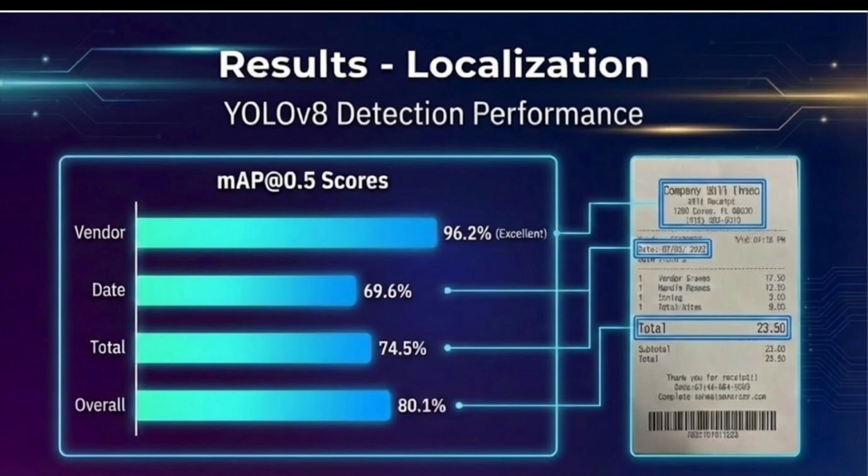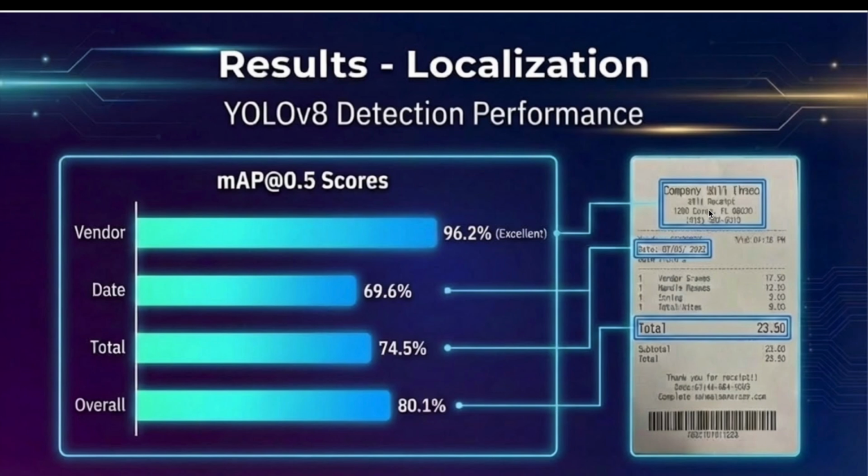Dates might be near the header or footer. The totals get mixed with subtotals and tax amounts. Overall, the model achieved 81% mean average precision at the 0.5 IoU threshold. This is quite strong performance for document parsing, especially on a challenging dataset like SROIE with slightly variable receipt formats.